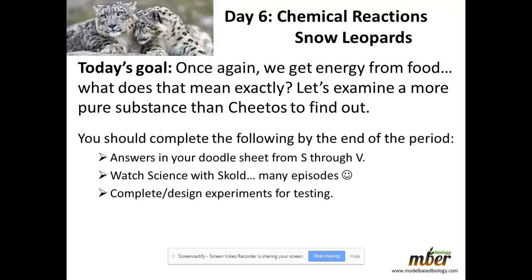Answers in your doodle sheet from S through V. You're going to watch Science with Scold. There's lots of episodes. And you're going to be completing your own experiment, designing an experiment to test your ideas.